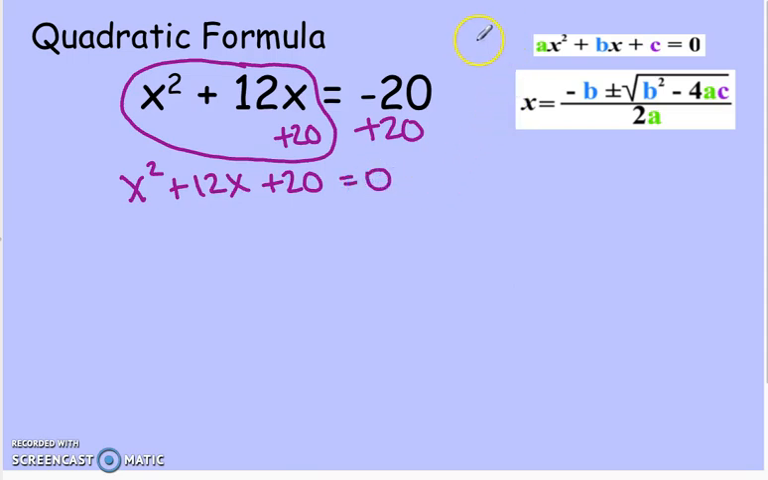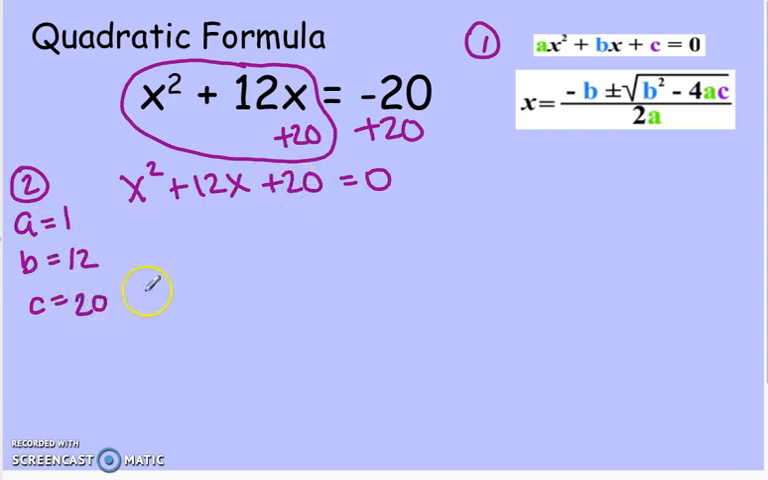Now that we have it in standard form, which is the first thing we have to do, we are going to list the values for a, b, and c. So you're going to write a equals, b equals, and c equals. This is always going to be the second thing that you do. A is the number in front of x squared, which in this case is an invisible 1. B is the number in front of x, which in this case is 12. And c is the constant, which in this case is 20.